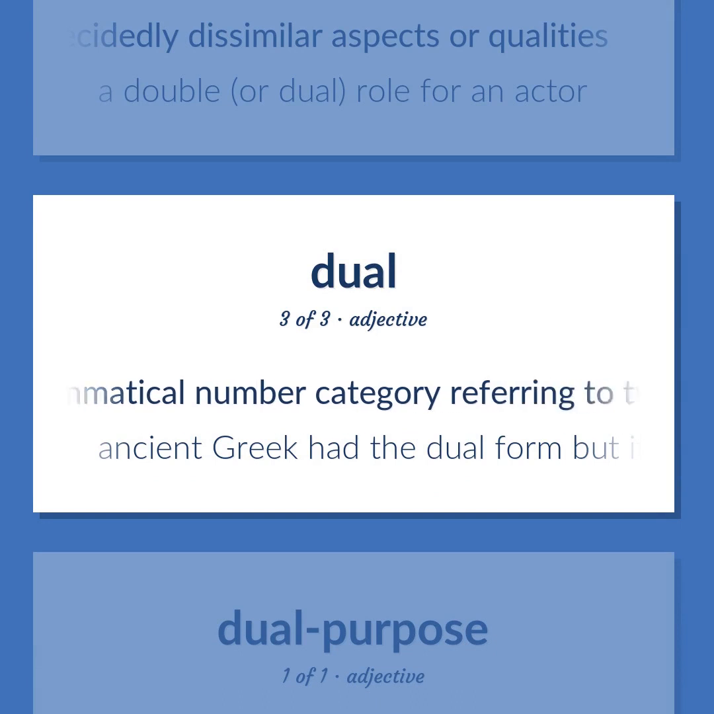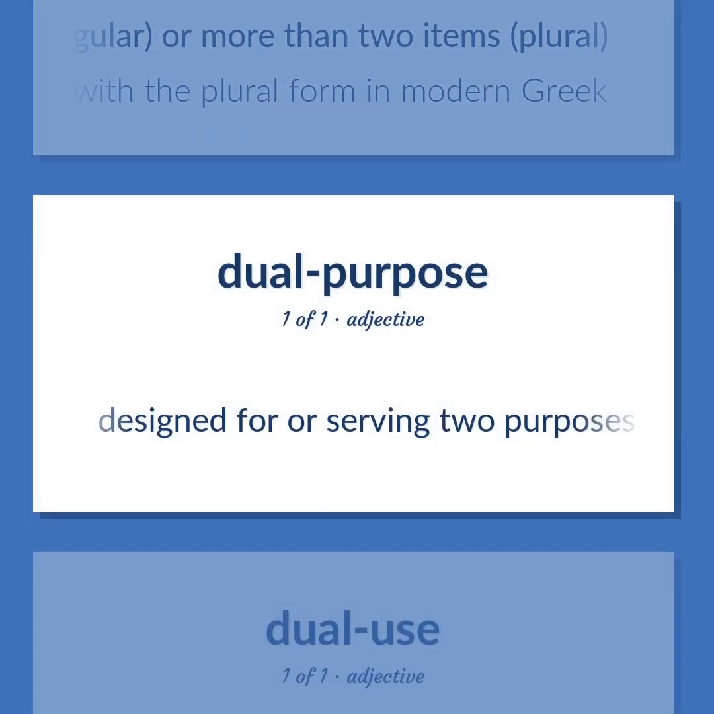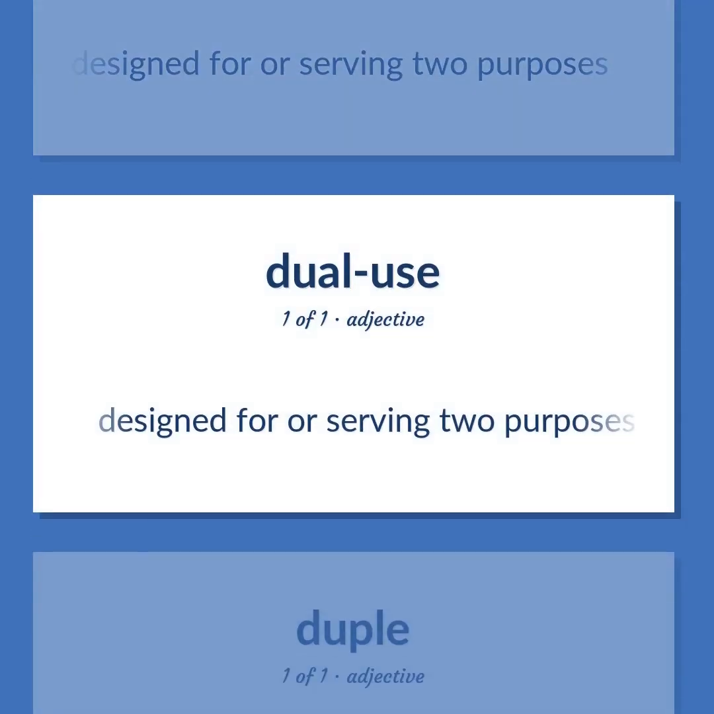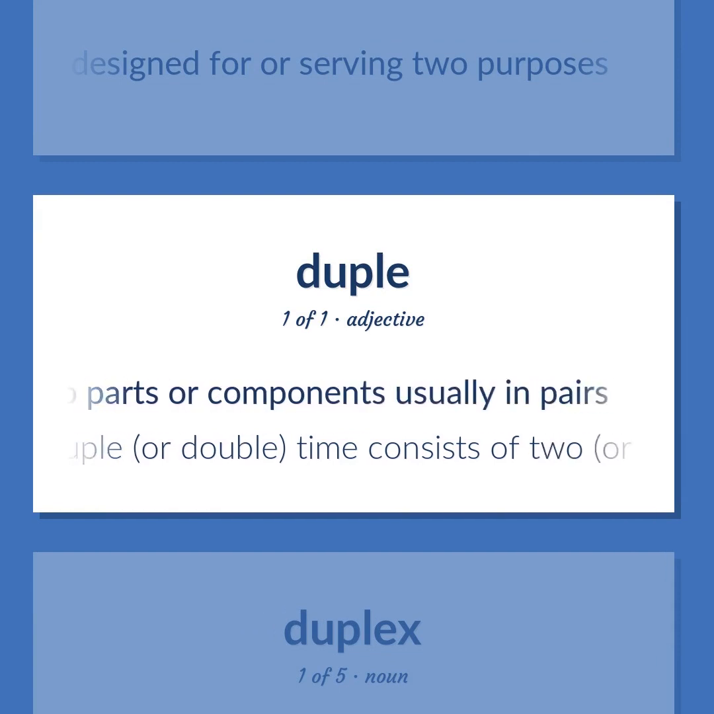A grammatical number category referring to two items or units as opposed to one item, singular, or more than two items, plural. Ancient Greek had the dual form, but it has merged with the plural form in modern Greek. Designed for or serving two purposes. Consisting of or involving two parts or components usually in pairs. Duple, or double, time consists of two, or a multiple of two, beats to a measure.